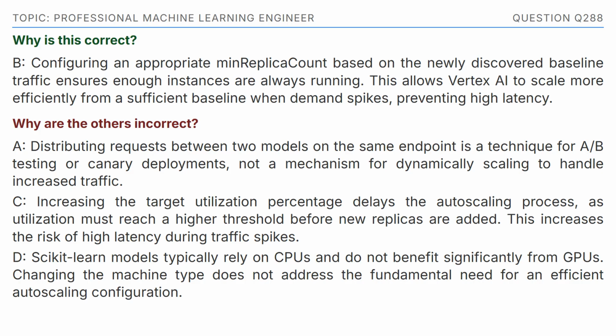Why are the others incorrect? A. Distributing requests between 2 models on the same endpoint is a technique for A/B testing or canary deployments, not a mechanism for dynamically scaling to handle increased traffic. C. Increasing the target utilization percentage delays the autoscaling process, as utilization must reach a higher threshold before new replicas are added. This increases the risk of high latency during traffic spikes. D. Scikit-learn models typically rely on CPUs and do not benefit significantly from GPUs. Changing the machine type does not address the fundamental need for an efficient autoscaling configuration.